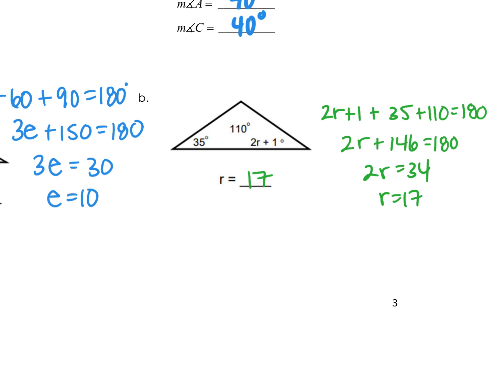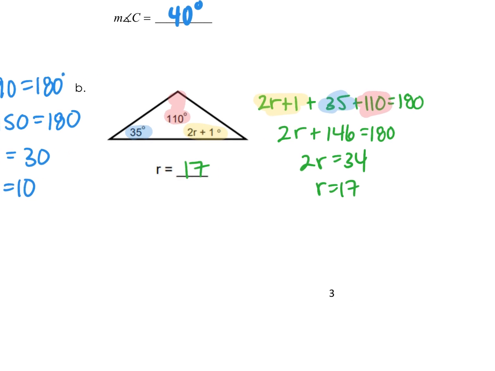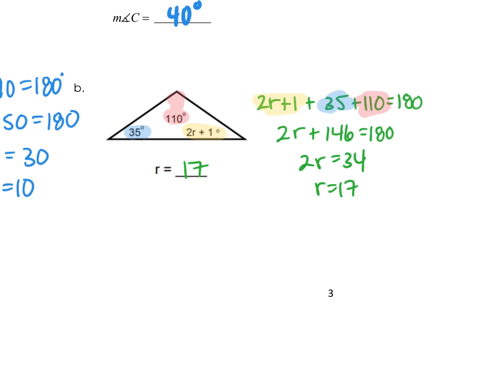Make sure you set it up the same way. Okay, so what I did here was I had one angle, 2r plus 1, plus another angle, that's supposed to be this angle up here, is 110, plus the third angle is 35. Those need to add up to 180 degrees. And then I collected like terms, subtracted 146 from both sides, and divided by 2 to end up with r is equal to 17. Okay, now we're going to move to page 4.